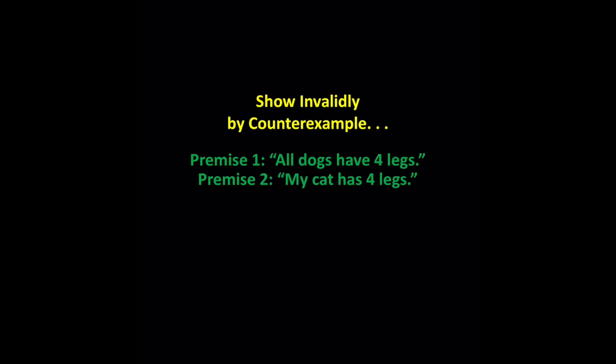For example, consider this. Premise 1, all dogs have 4 legs. That's a true premise. Premise 2, my cat has 4 legs. That's also a true premise. Conclusion, thus my cat is a dog. That's a false conclusion. Now notice that this follows the general structure of all A's are B's, C is a B, thus C is an A. But uncontroversially, we have true premises but a false conclusion. So that structure, that argument must in fact be invalid.